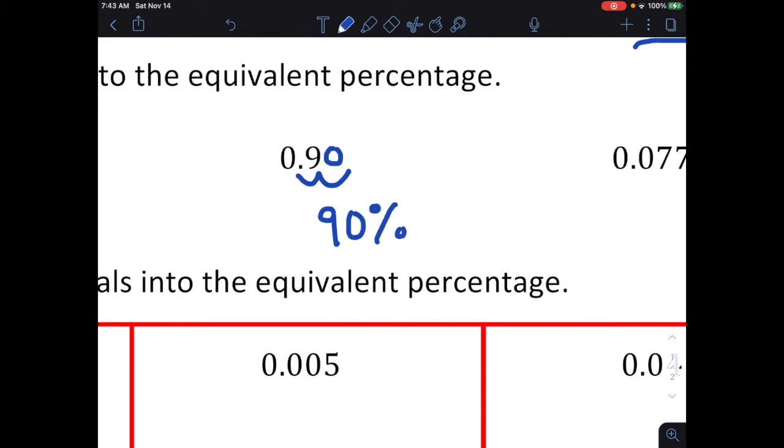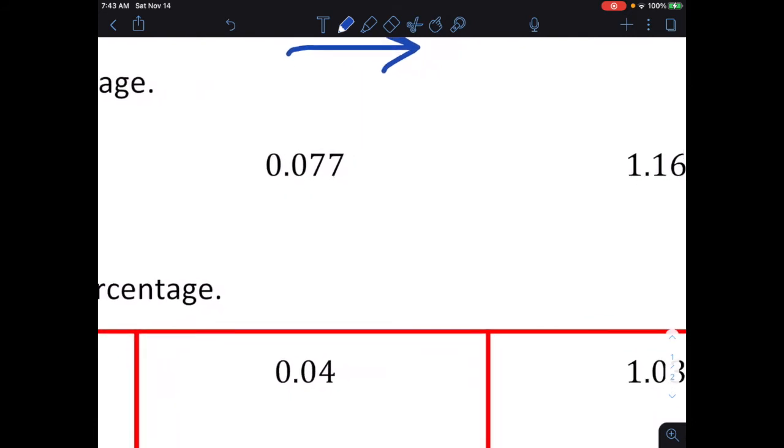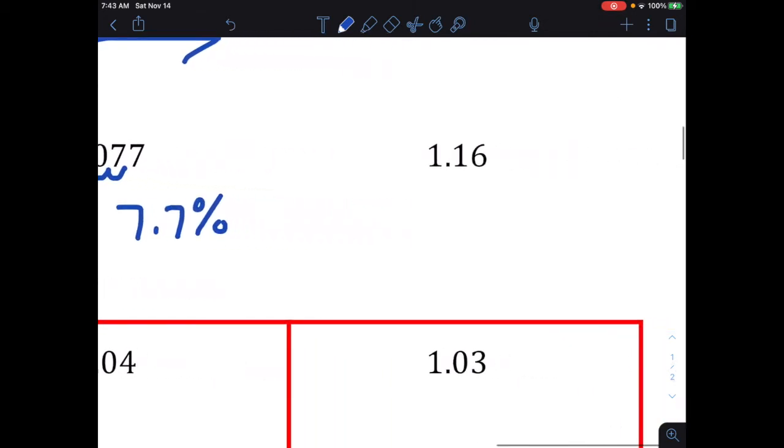And then we need to do two more. So this one we have a bunch of numbers. We have 2 zeros and 2 sevens, but we're still just going to move that decimal 2 spots. So it's going to end up between the 2 sevens. So we end up with 7.7%. Notice how the zeros all kind of disappear. And then the last one, move it 2 places. So this one becomes 116%.